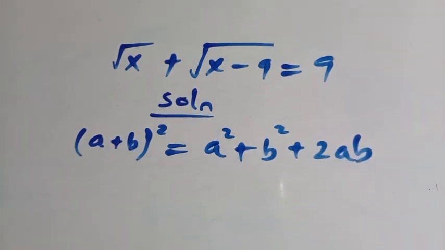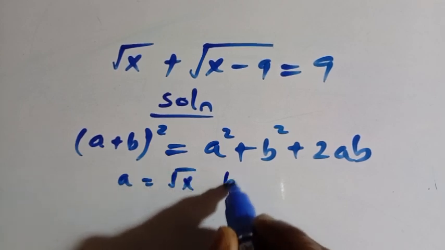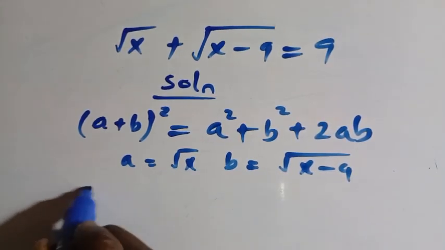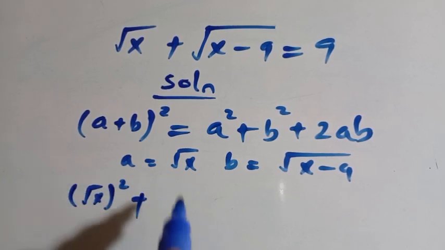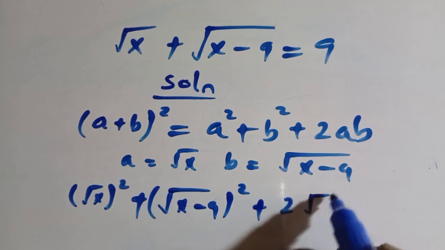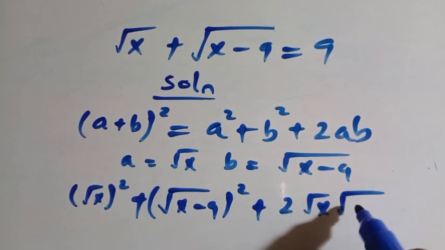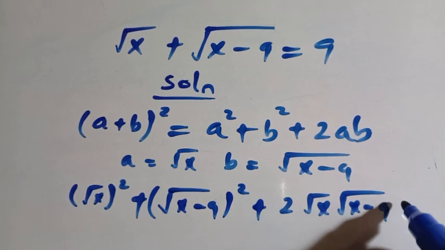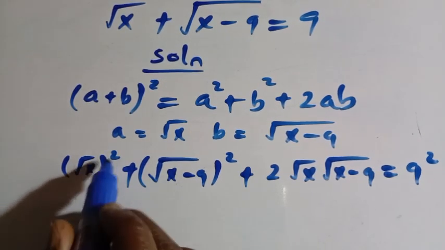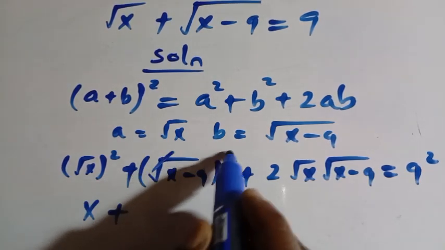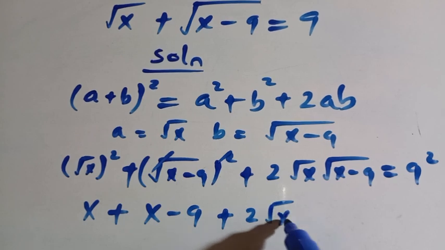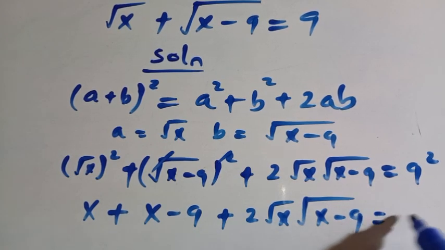So when we consider this expression, we know that a equals root x and b equals root x minus 9. Then we are going to see this as root x squared plus root x minus 9 squared plus 2 multiplied by root x multiplied by root x minus 9 equals 9 squared. So from here, the root and square cancel, and this becomes x plus x minus 9 plus 2 root x multiplied by root x minus 9 equals 81.